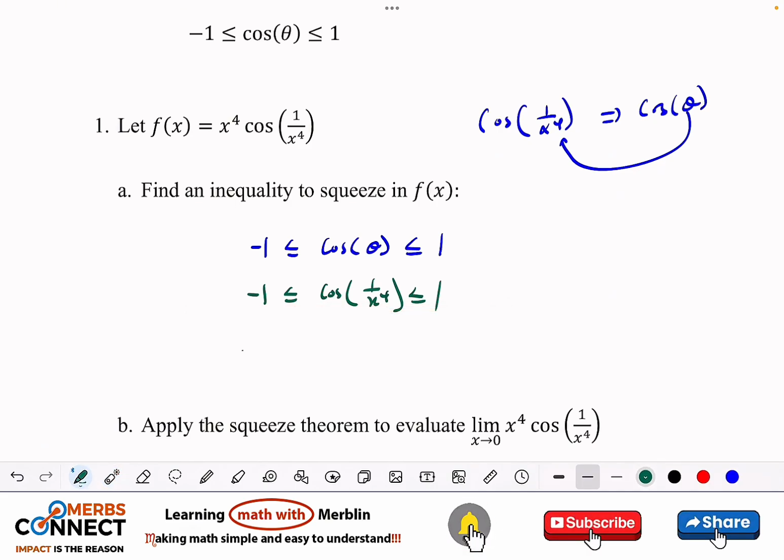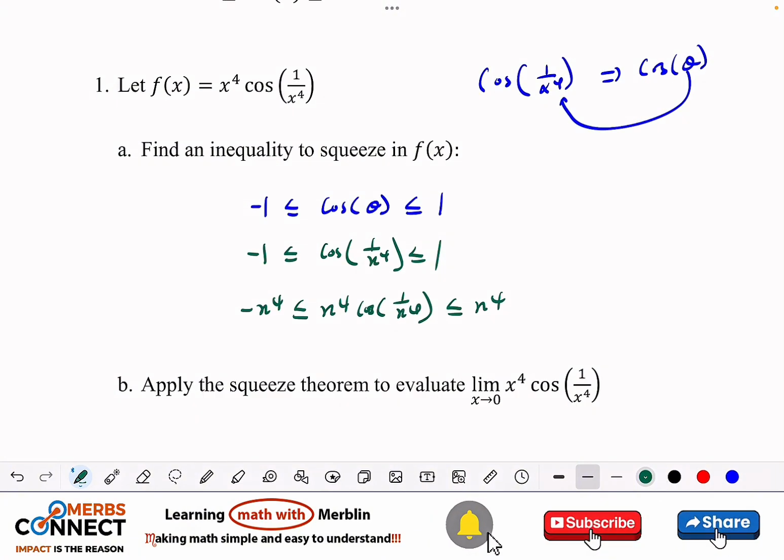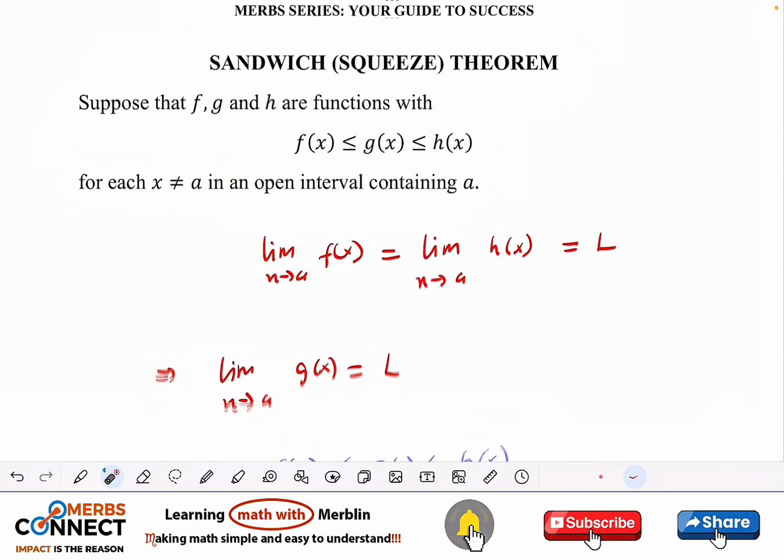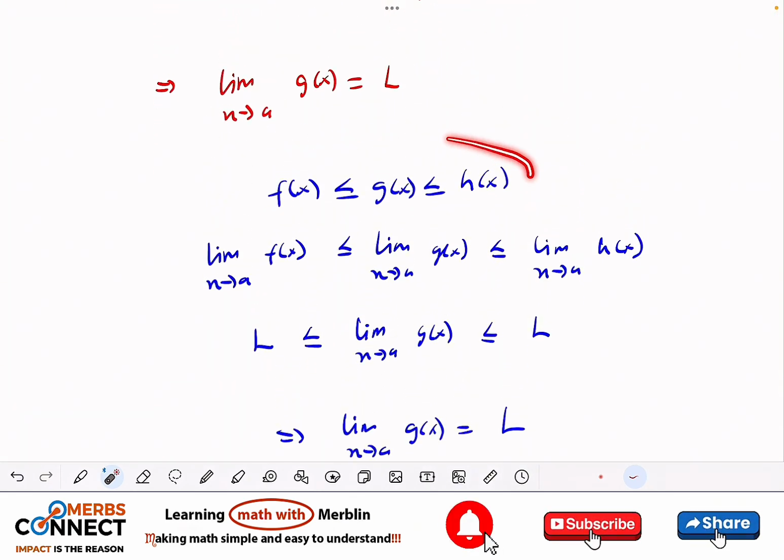So this is going to be -x⁴ ≤ x⁴ cos(1/x⁴) ≤ x⁴. And this is the same as -x⁴ ≤ f(x) ≤ x⁴. So we're able to set up the inequality in this form.